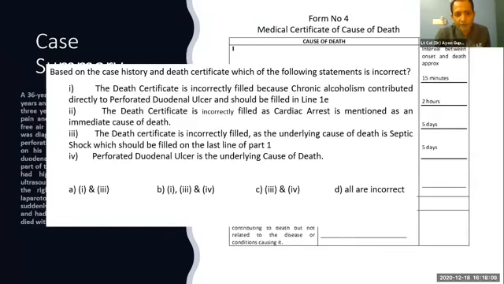And Debolina, if you can share the first poll, we can enable our attendees to answer what they feel is the correct choice. Sir, I'll do that. So first poll for the question based on the above case history. Yes, is it visible? Yes, sir, it is visible. So let us see. Let's just wait for a little time for people to vote.